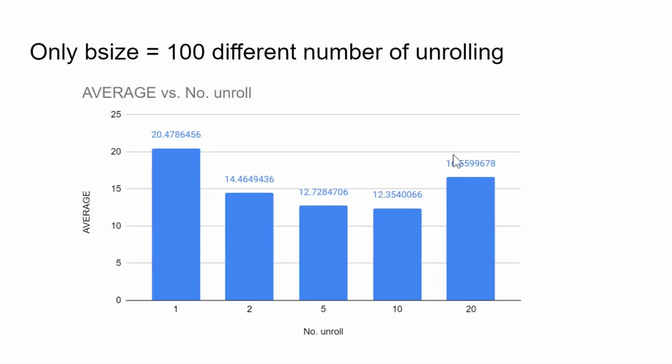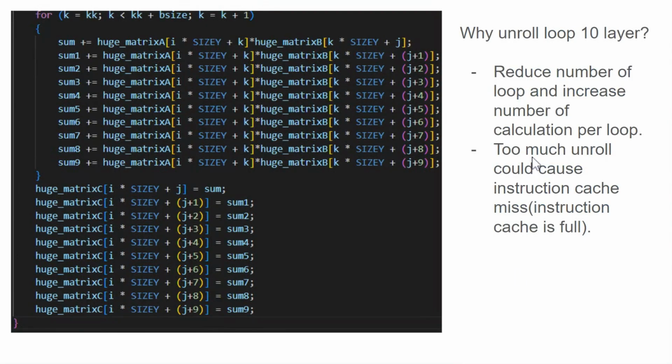So why can't we do more than 10 unrolls? Why does it get slower here? Well, that's basically because with too much unroll, it fills up the instruction cache too much. And so it will cause a lot of cache misses, which means it's going to make the program go to the DRAM more, and that's going to slow down the process.